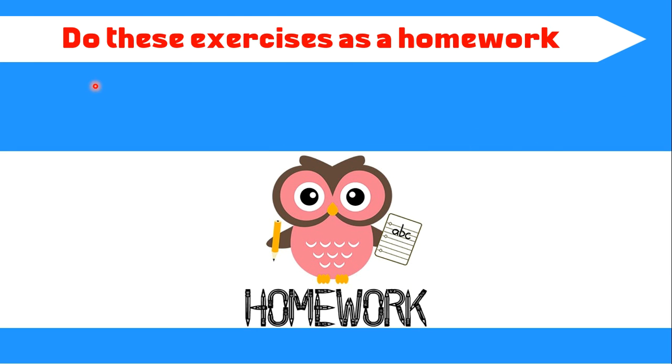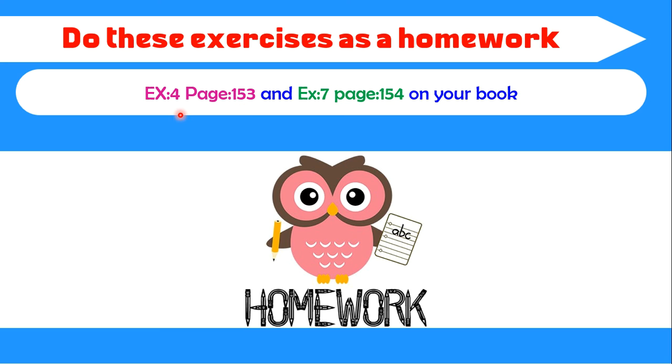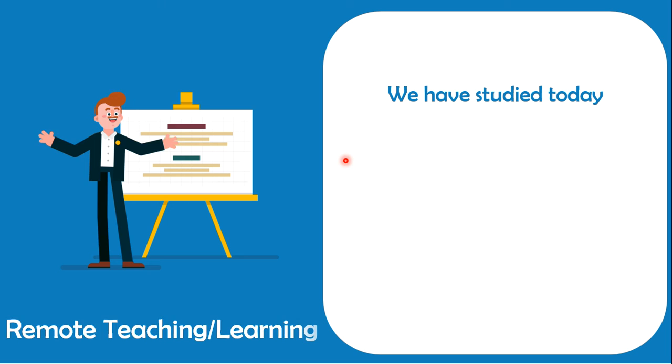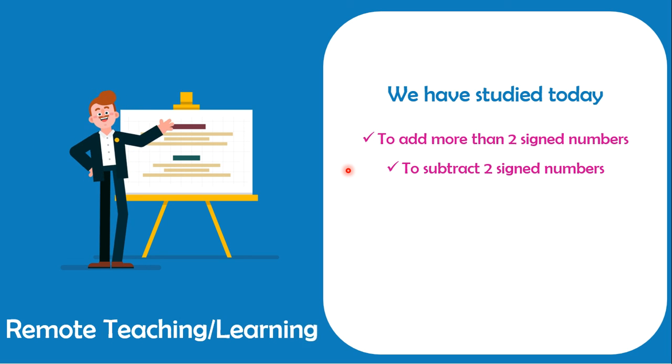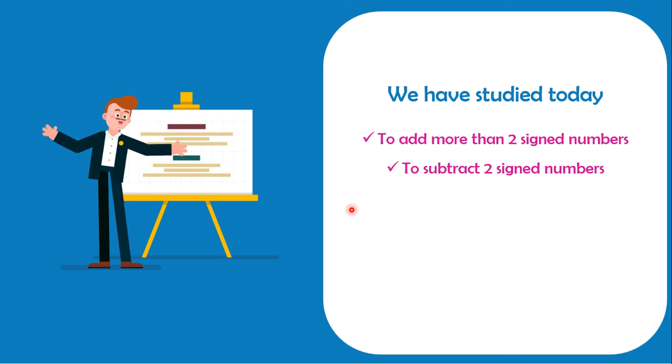Do these exercises as homework. Exercise 4, page 153, and exercise 7, page 154 in your book. We have studied today how to add more than two sign numbers and how to subtract two sign numbers.